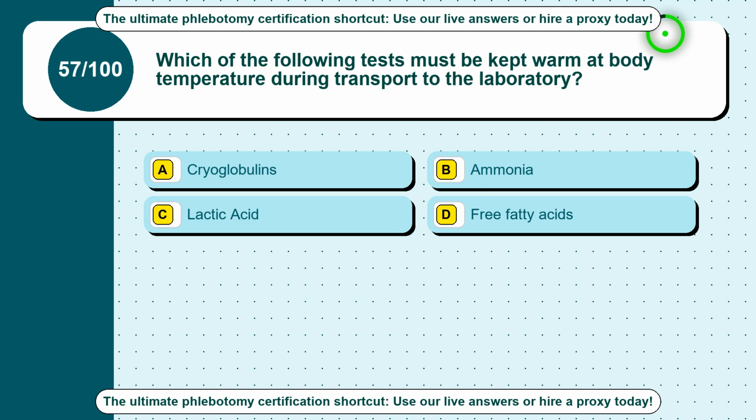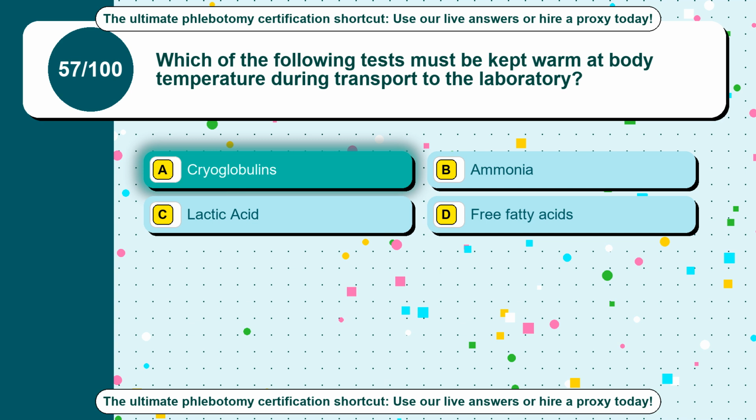Question 57. Which of the following tests must be kept warm at body temperature during transport to the laboratory? Option A. Cryoglobulins. Option B. Ammonia. Option C. Lactic acid. Option D. Free fatty acids. The correct answer is option A.